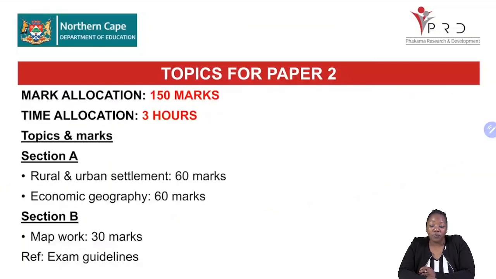Then we're going to go through the topics as well as the structure of the question paper. So your question paper is allocated 150 marks. In that 150 marks, you will have your section A as well as your section B. The duration of your paper is 3 hours. In section A, you will have 2 questions. The first one is your rural as well as your urban settlement with 60 marks. The second, question 2, is your economic geography. Then you move to section B. In your section B, you will have your question 3, which is your map work questions.